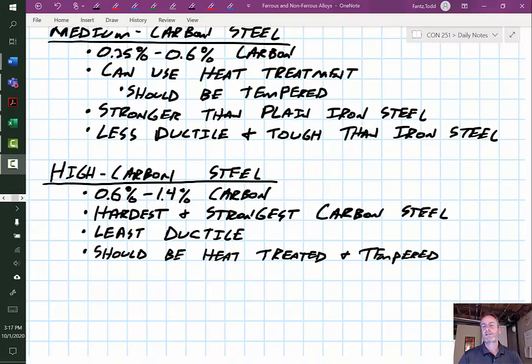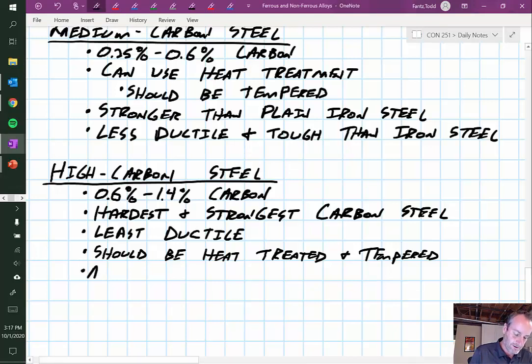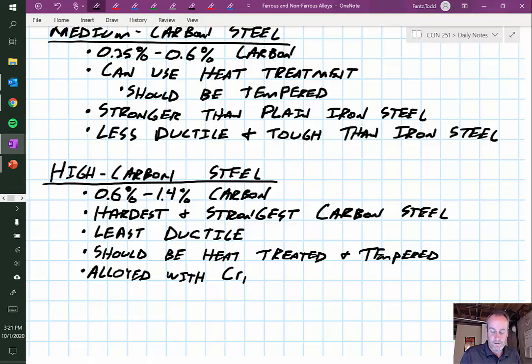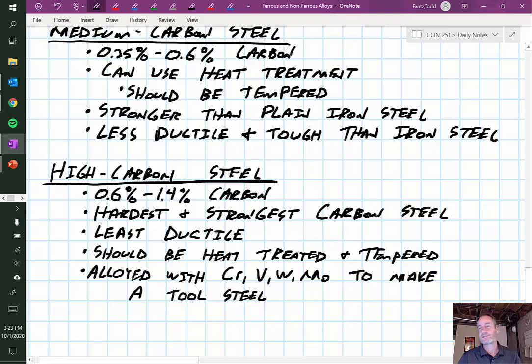When we talk about this high carbon steel, it is an alloy, and typically your high carbon steel will be alloyed with chromium, vanadium, tungsten, or molybdenum. And with those additional alloys, what we end up with is a tool steel. And a tool steel, like the name implies, is a good metal to make tools out of because it's a very hard and wear-resistant material.